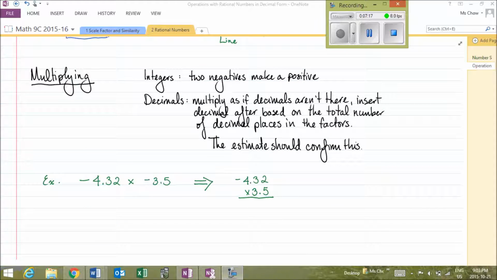So if you recall with multiplying integers, 2 negatives will make a positive. So if you have 1 positive, 1 negative, well, that's not 2 negatives. So therefore, positive times a negative will be negative.